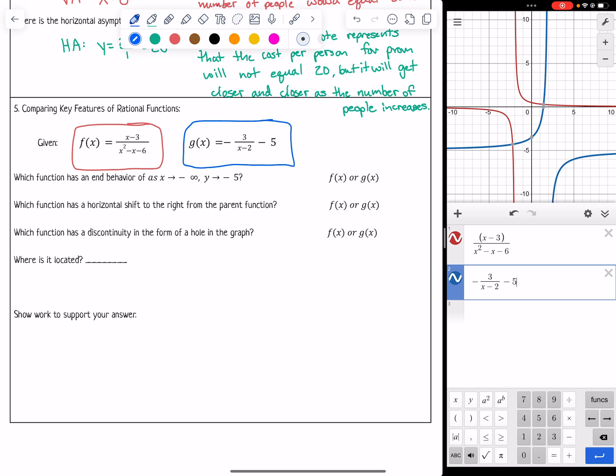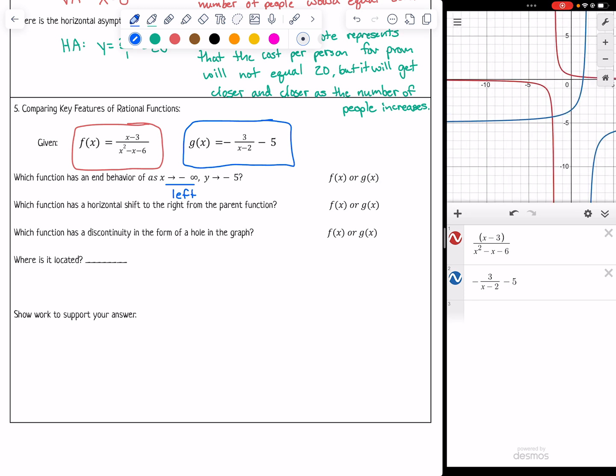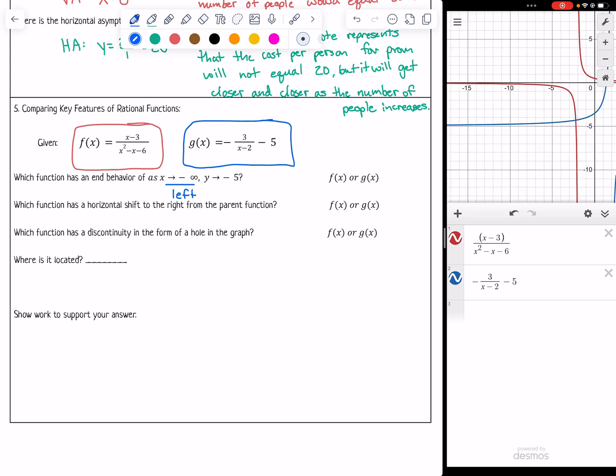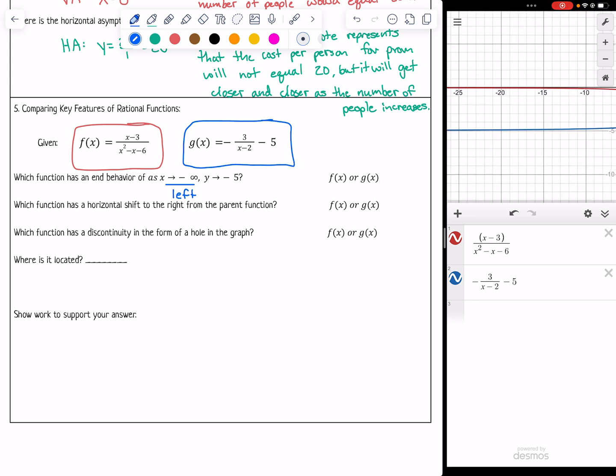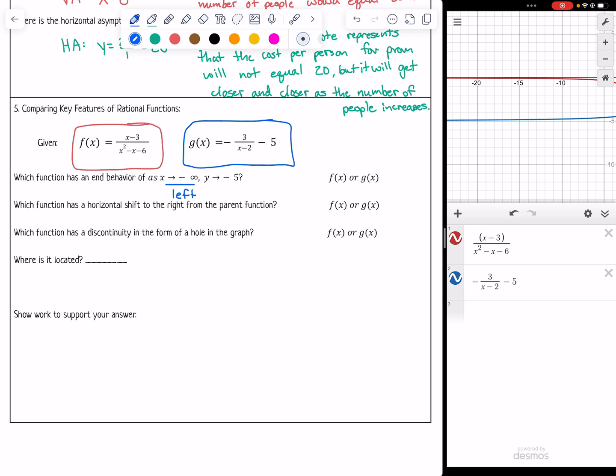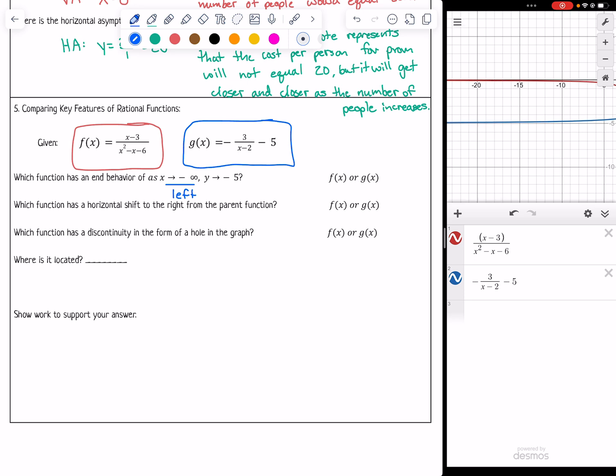That way I don't lose track of which one's which. And it says, which function has an end behavior of as x approaches negative infinity, y approaches negative 5. So as x is headed toward negative infinity, that means that's where the graph is going off to the left. So if I look over here on the left of my graph, I see the red one, the y value is approaching 0, but the blue one is approaching negative 5. And the blue one is g of x, so that would be that one.